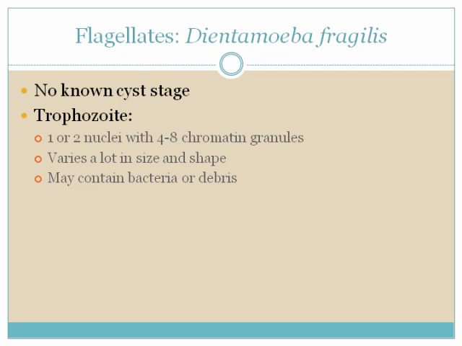Dientamoeba fragilis has no known cyst stage. The trophozoite has 1 or 2 nuclei with 4 to 8 chromatin granules. It kind of gives the nuclei a starry appearance. It varies a lot in size and shape, and it may contain bacteria or debris.